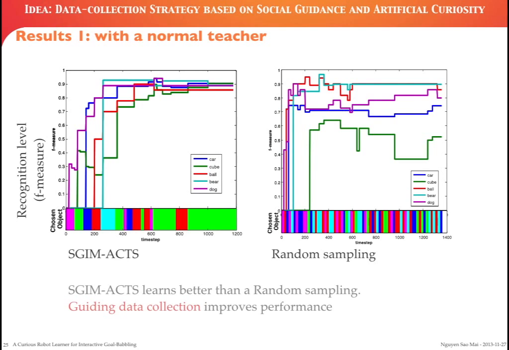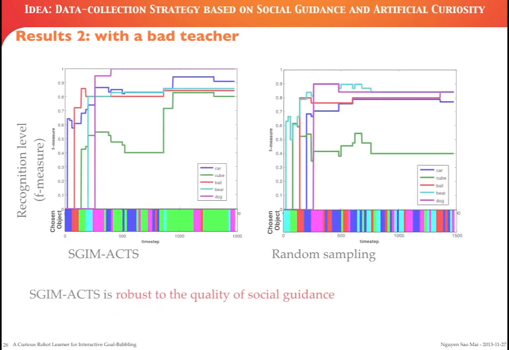So we can say that SGIMX learns better than random sampling, and guiding data collection does improve performance. Now, what about a different teacher?